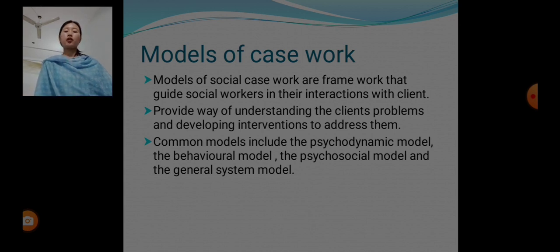Models of casework are frameworks that guide social workers in their interactions with clients. It also provides a way of understanding the client's problems and developing interventions to address them. Common models include the psychodynamic model, the behavior model, the psychosocial model, and the general system model.